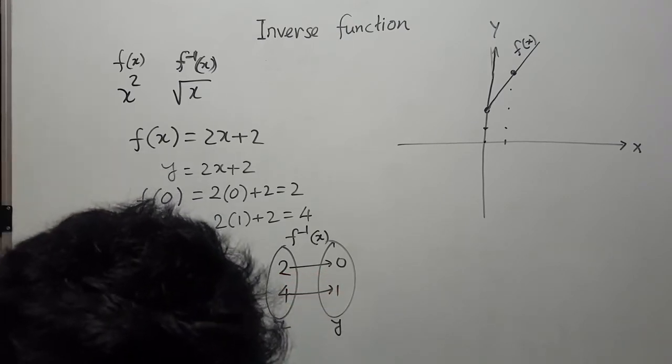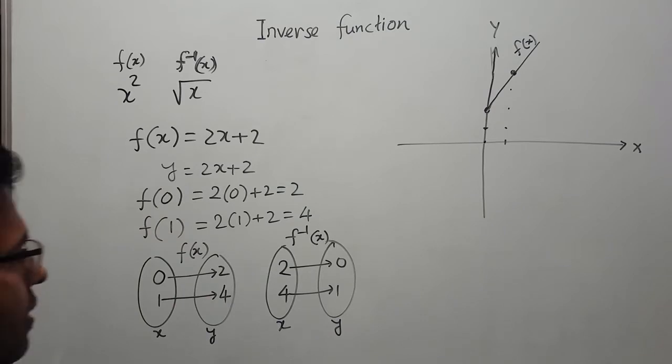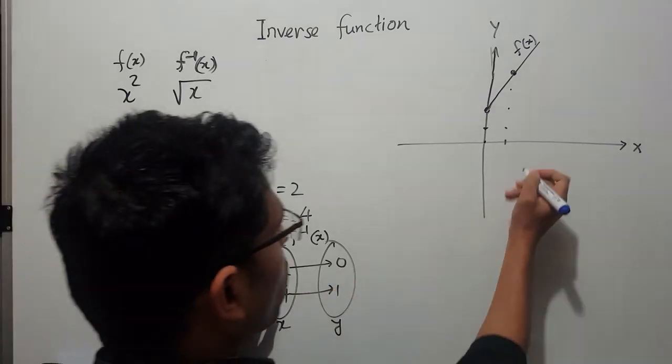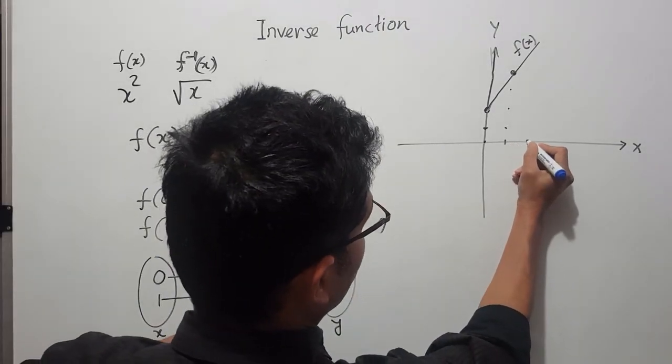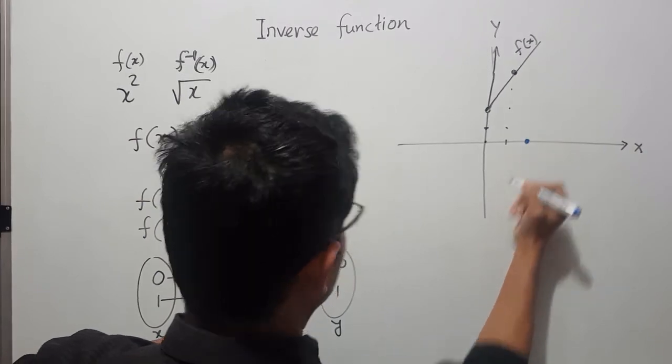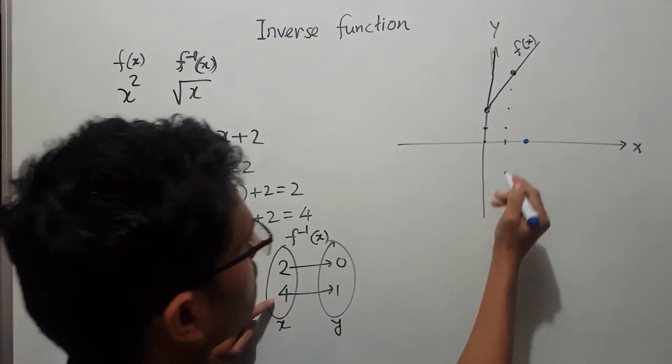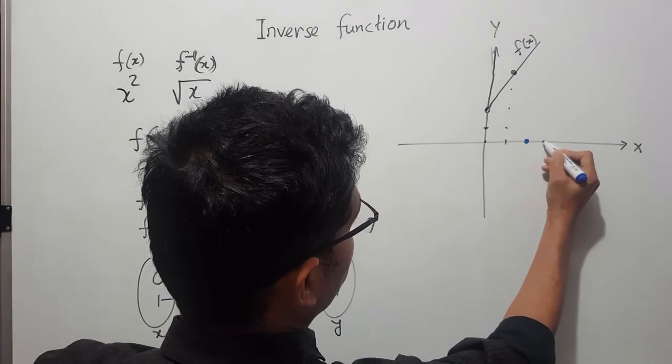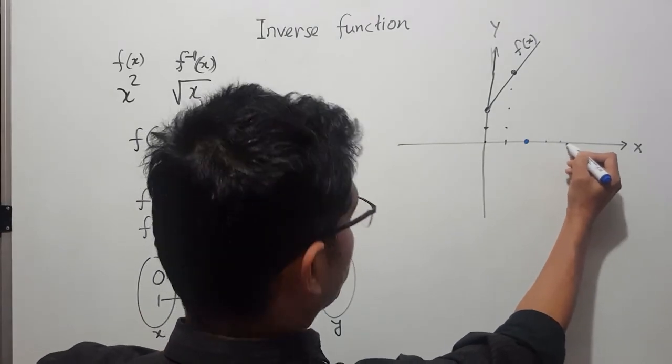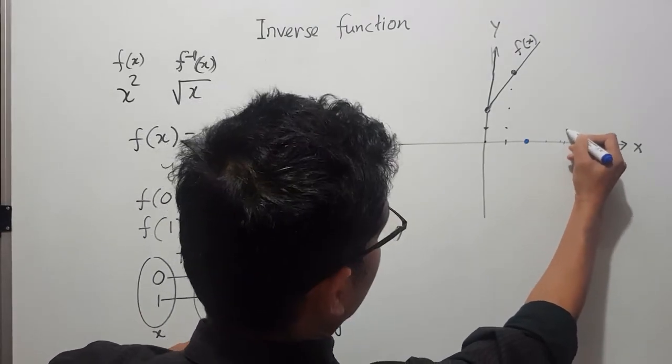So now for the inverse function, we are trying to use a different color to find the inverse one. (2, 0), what is (2, 0)? X is 2, y is 0, so this is the point (2, 0). And (4, 1), so when x equal to 4, 1, 2, 3, 4, sorry, maybe it's here, (4, 1), somewhere here.